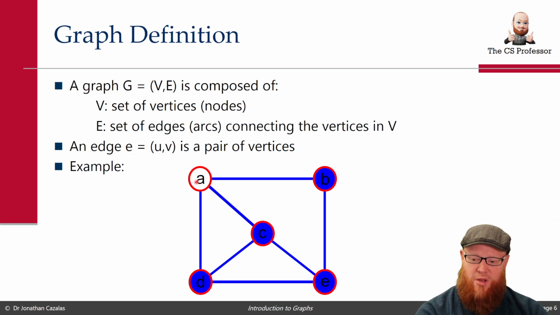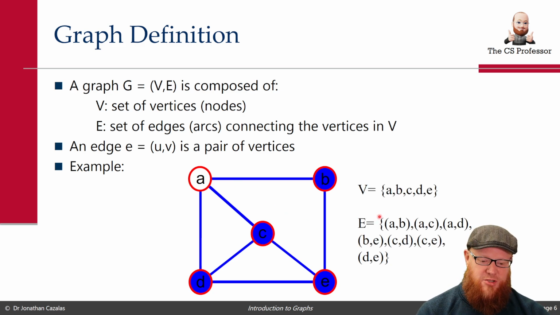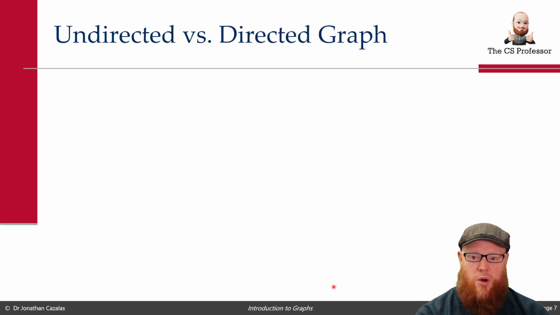Here is an example of a graph. So we have A, B, C, D, E are our nodes, our vertices, and then we have the edges that are connecting them. So we have an edge from A to B, we have an edge from A to C, an edge from A to D, an edge from C to E, another edge from D to E, and so on.